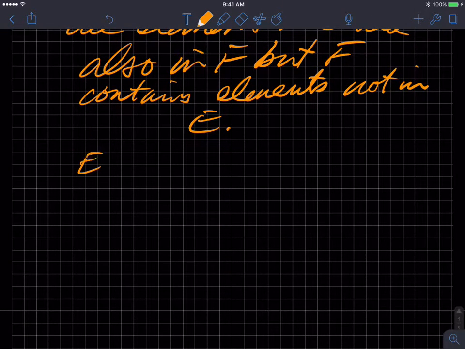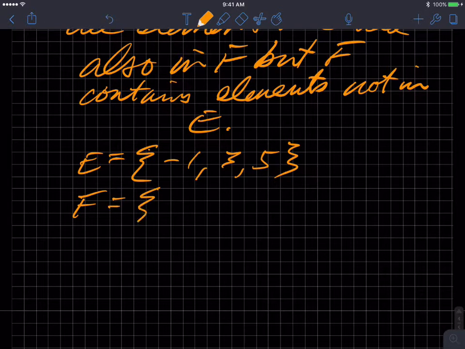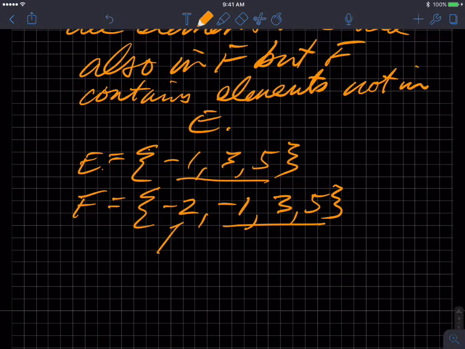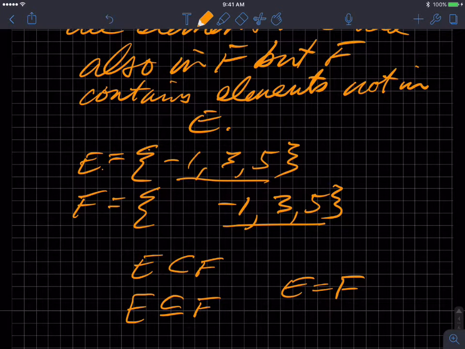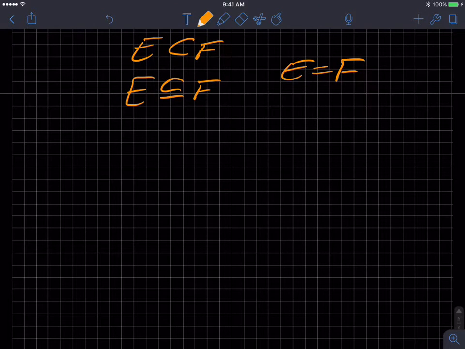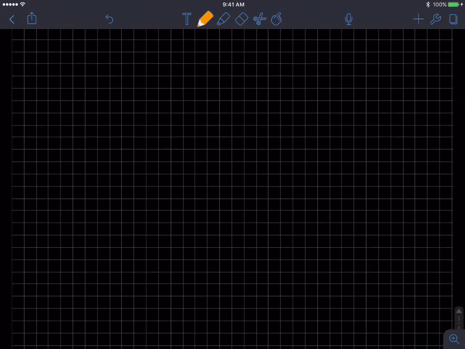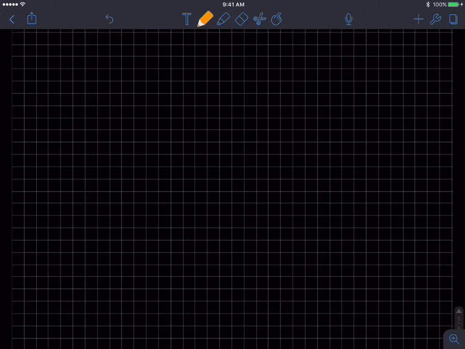So if E is equal to the set negative 1, 3, 5, and F is negative 2, negative 1, 3, 5, then E is a proper subset. It is contained in F, but F has more than E. If F was defined as this, let's go ahead and erase this, if F was defined as that, then it would be incorrect to state that E is a proper subset of F. It's more correct to say that E is a subset of F. In fact, E is equal to F. Okay? So it's just a subtler, nuanced difference. It can inform us as well, but at this level, it's not going to be that big a deal, other than getting correct symbology in the software.